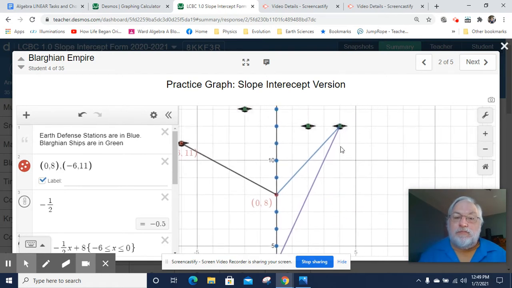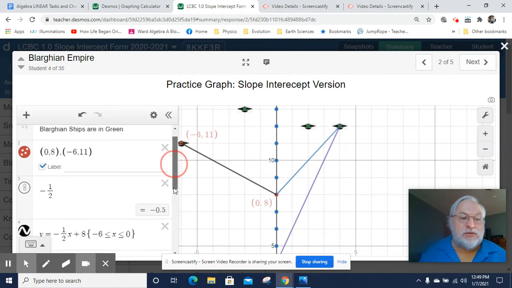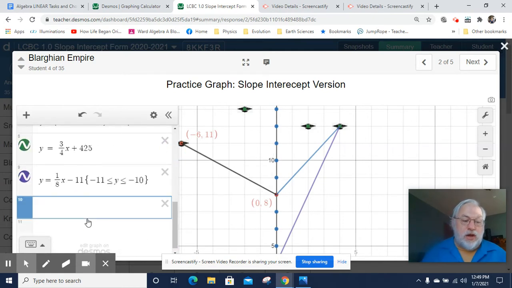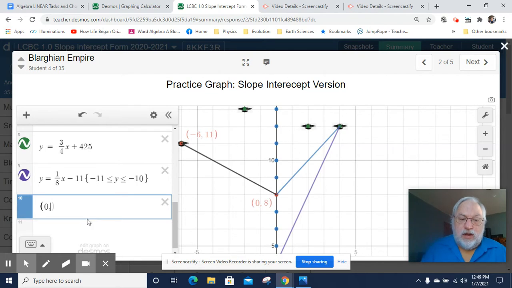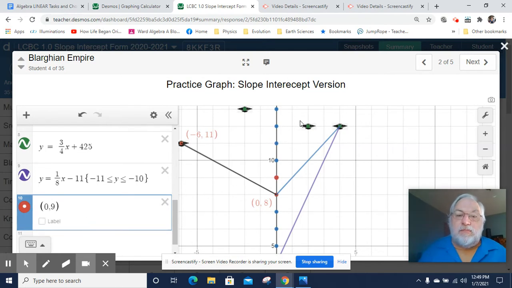Now, I'm trying to hit your ships, and you're trying to hit my ships, and of course it's the same equation either way. So I'm going to pretend I'm an Earth defender here at the point 0, 9. I'm going to be trying to hit both this ship and this ship here from this point at 0, 9.